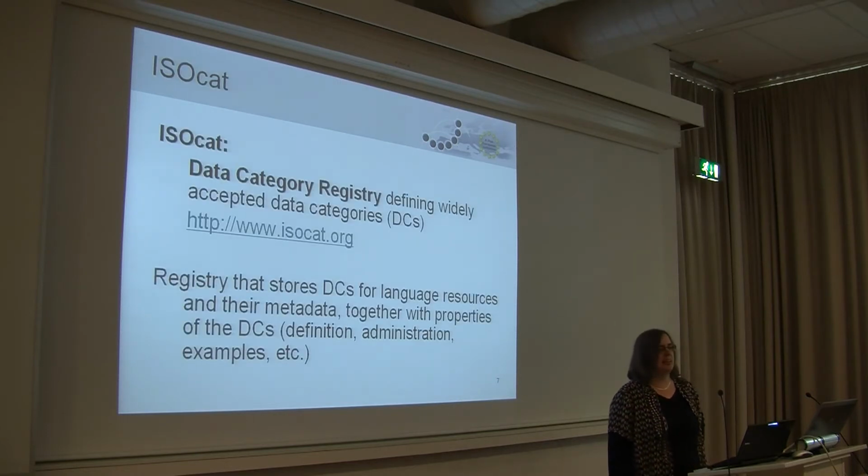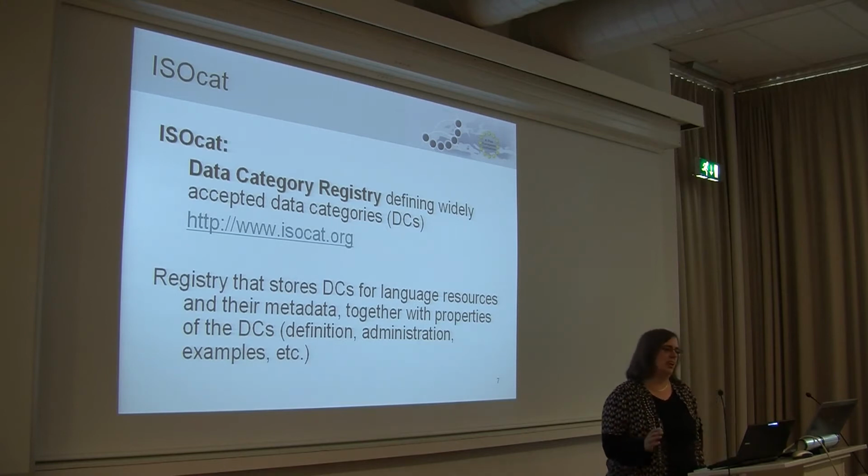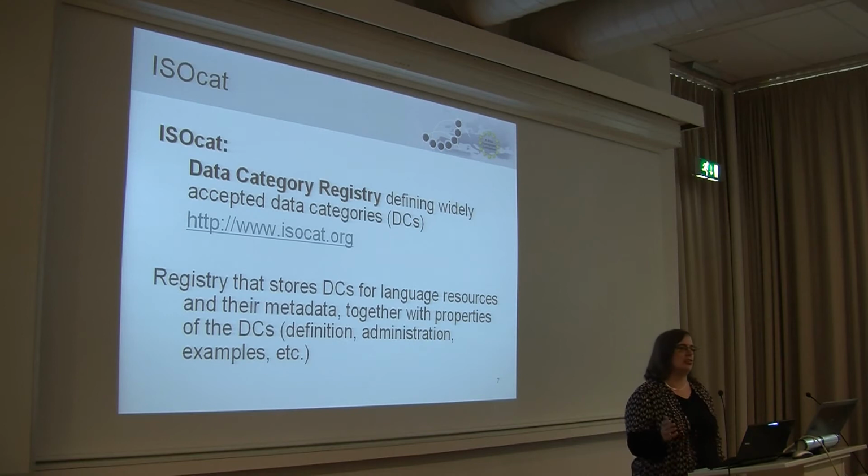So ISOcat is this data category registry, and it defines all kinds of data categories, DCs. And that's the address, www.isocat.org. It stores data categories for all kinds of language resources, all kinds of linguistic notions, such as noun and that kind of stuff, but also for metadata. And it gives definitions, all kinds of administrative details, all kinds of examples.